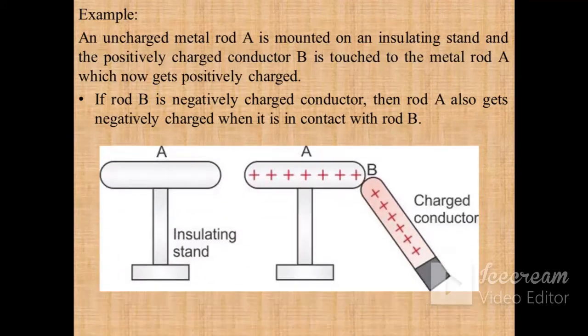an uncharged metal rod A is mounted on an insulating stand, and a positively charged conductor B is touched to the metal rod A. Now due to this, A becomes positively charged, and suppose if the rod B is negatively charged, the rod A also gets negatively charged when it is in contact with rod B. So this is how a conductor is charged by a charged conductor. The same type of charge flows into the uncharged conductor.